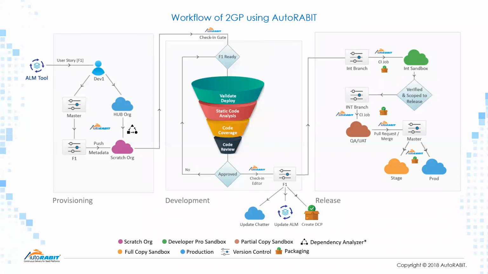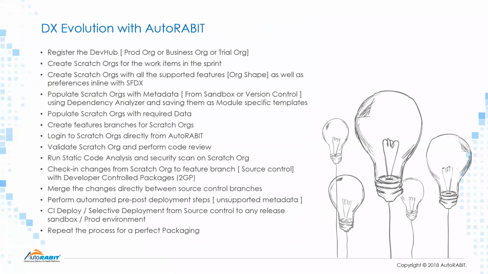And in order to reuse, because that's the mantra that we are trying to follow, having reusability as a common design pattern as a solution to common problems. So that being said, this is where AutoRABIT is evolving into. So you can register your hub org, which is a production or business or a trial org, and you can create scratch orgs for the work items in your sprint based on your org shape. Now, the scratch orgs can be created on the fly in AutoRABIT itself.